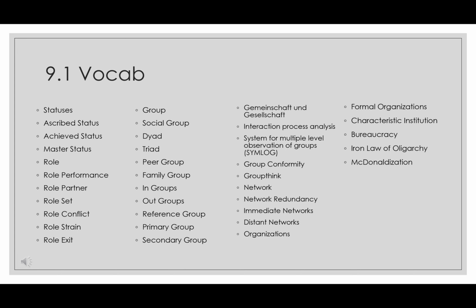Interaction process analysis is a technique used to observe, classify, and measure interactions in small groups. The interaction process analysis was revised to the System for Multiple-Level Observation of Groups, or SIMLOG. SIMLOG is based on the belief that there are three fundamentals of interactions: dominance versus submission, friendliness versus unfriendliness, and instrumentally controlled versus emotionally expressive.